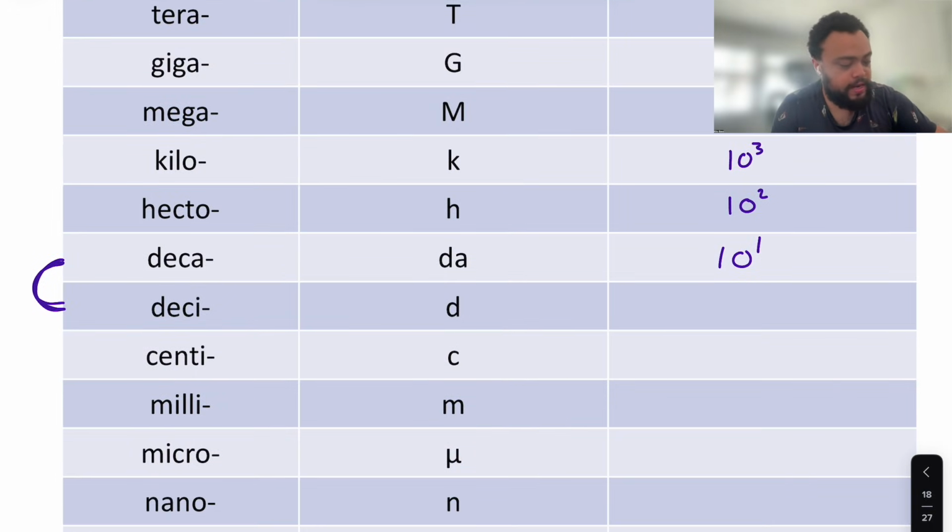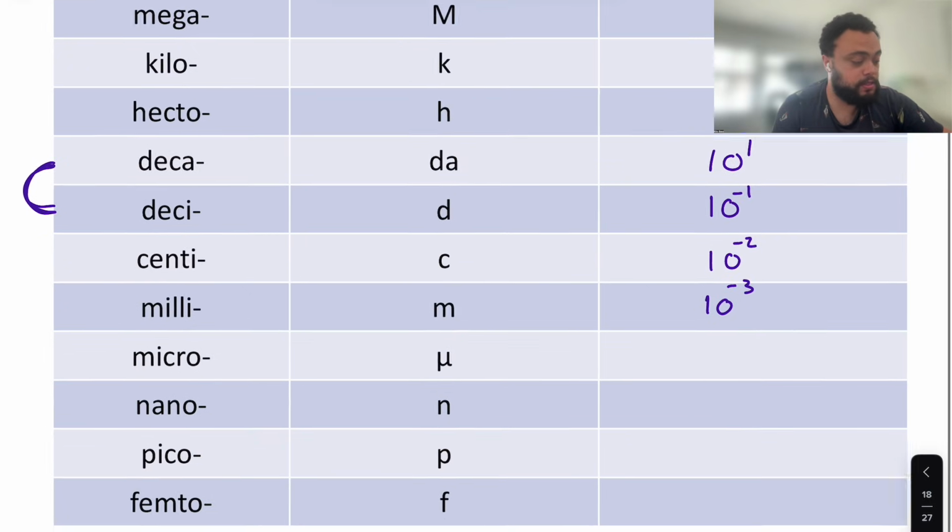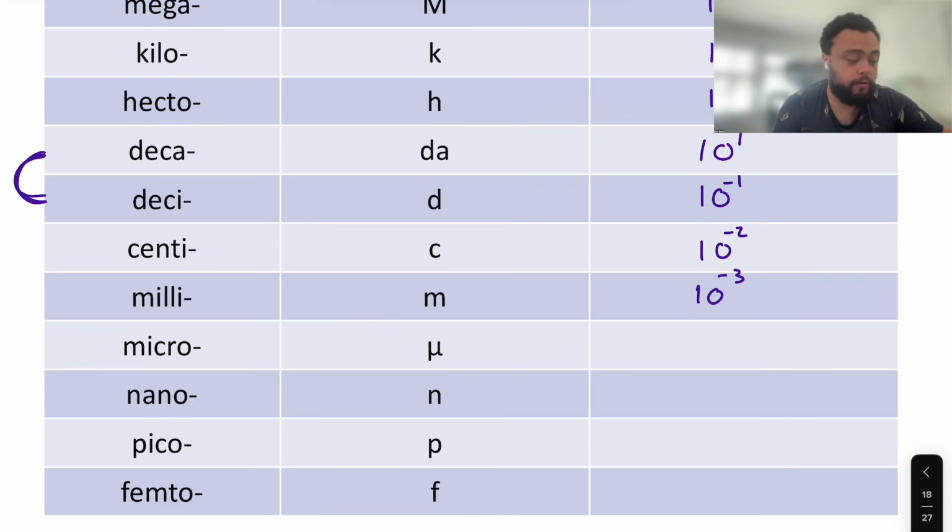You could also go down in scale. So deci, that is going to be like a decimal, a tenth. So 10 to the negative first power. Centi, 10 to the negative second. Milli is going to be 10 to the negative third. So like a centimeter, there are 100 centimeters in a meter. Milli is going to be 1,000 millimeters in a meter or 1,000 milligrams in a gram. 1/1000th is how you would write that.